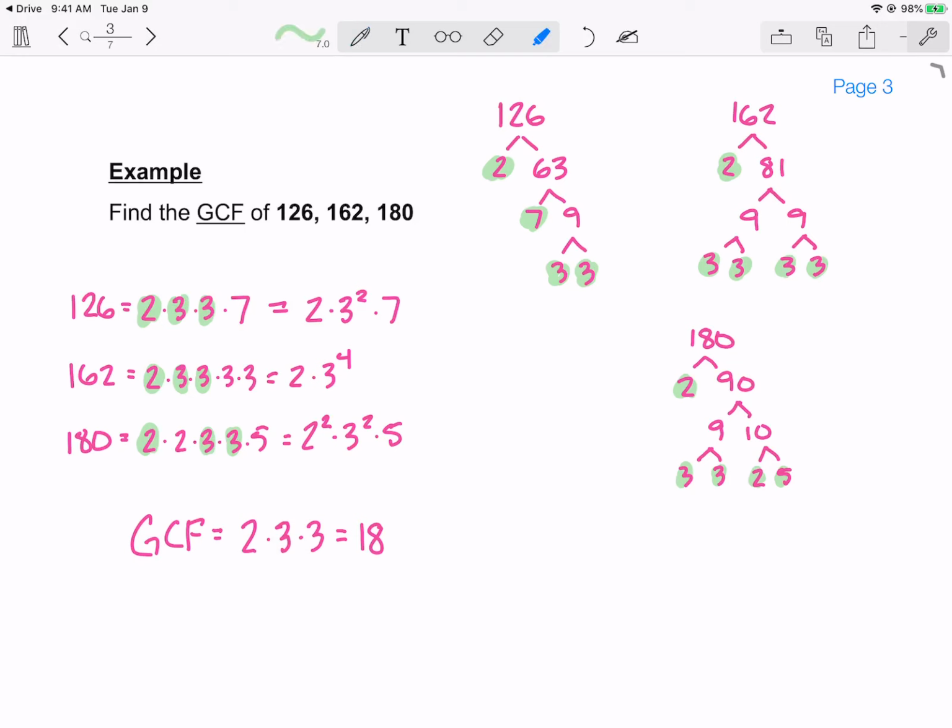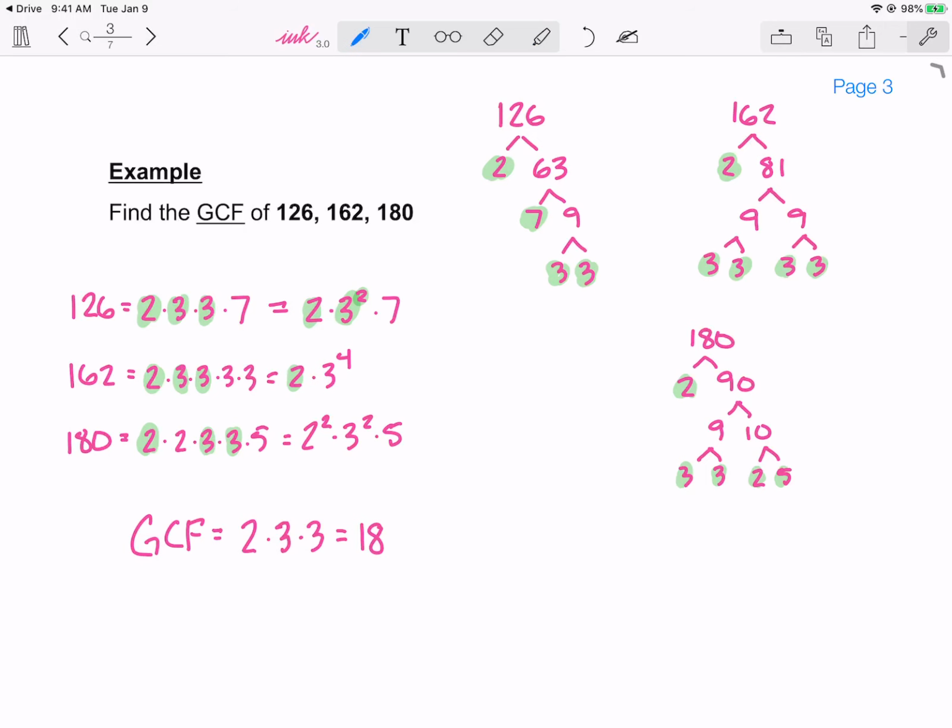Another place you can see it is written over here. So they each have a 2. They've got just one 2, so I can only take one of those 2s, not both 2s. And then I take the smallest exponent. I take the smallest exponent of the 3, which is 2. So 2 times 3 squared is another way to think of my GCF.